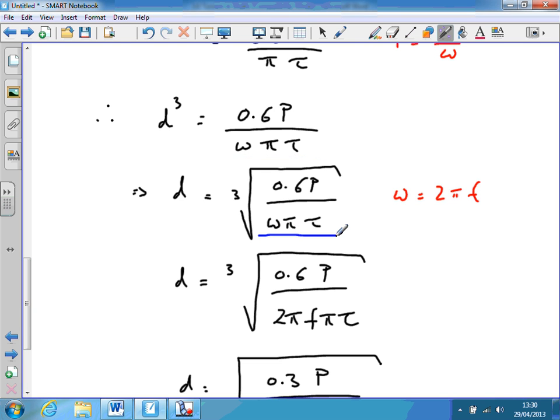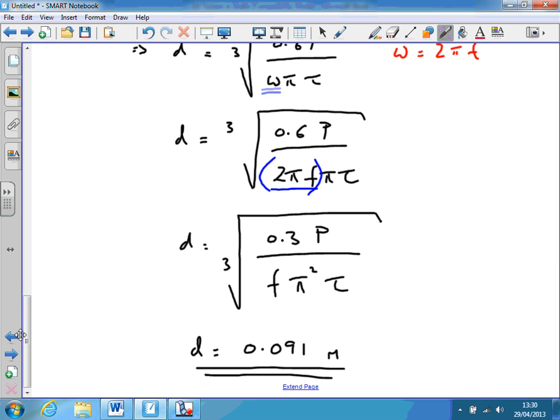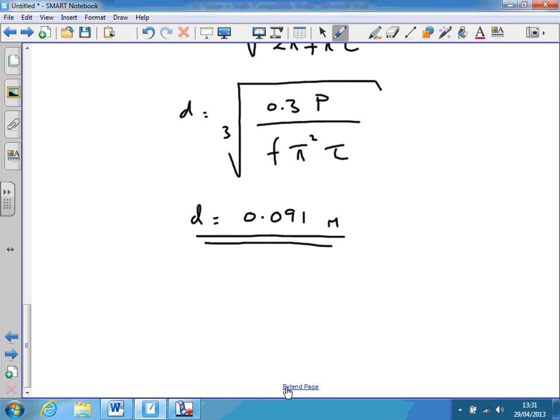But of course omega, angular velocity, is 2 pi times the frequency. We know the frequency, so instead of omega we can write 2 pi f here, that's this bit. And then tidying up, because pi times pi is pi squared, and 0.6 divided by 2 is 0.3, we end up with this line. And then putting in the numbers, we get an inner diameter of 0.091, so therefore the outer diameter must be 3 times that. So D equals 0.273.